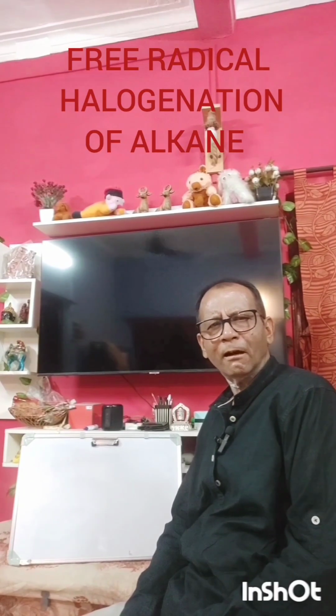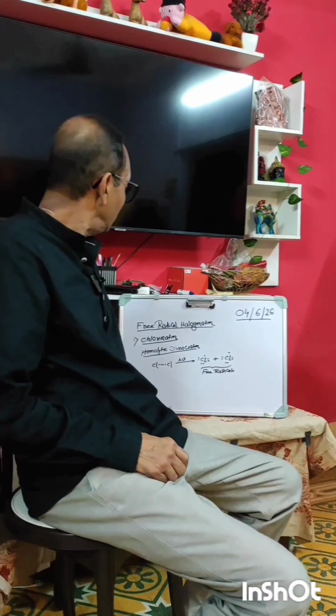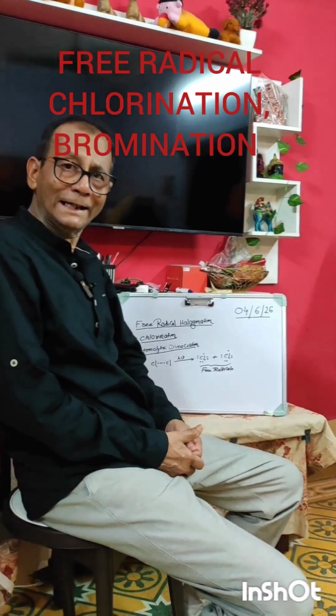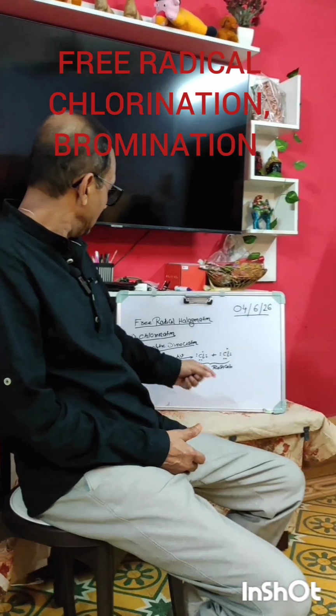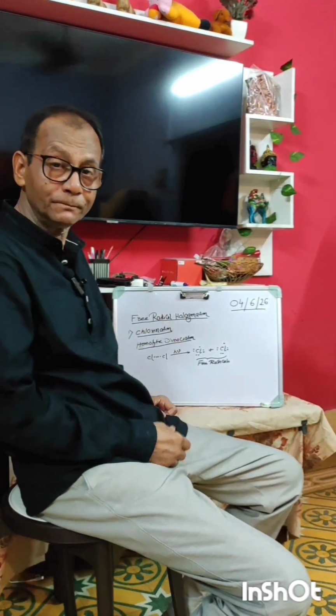I will discuss the topics free radical halogenation of alkane, mainly for chlorine and bromine. Today we will discuss free radical halogenation of alkane. Chlorination. How is the free radical of chlorine formed?